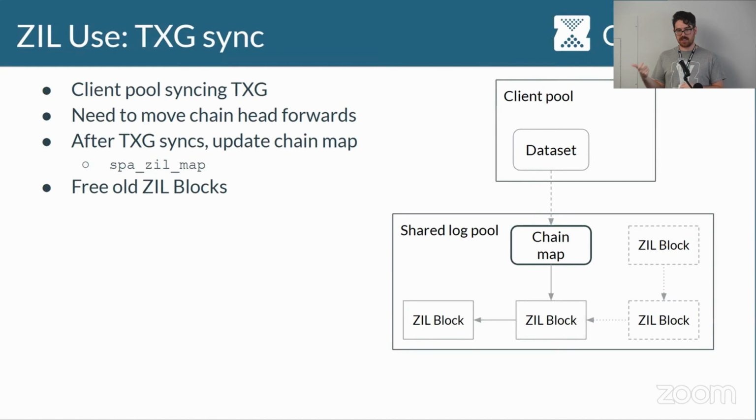After the client syncs its transaction group, it goes and gives a bunch of updates to the chain map. There's a new data structure in the client called the SPA ZIL map that stores all of the updates that it needs to make to the ZILs in this transaction group. Just a mapping from file system to the new ZIL block that the head needs to point to. And then once the chain map has been updated to point to the new location, we can issue frees for the ZIL blocks just like we would before.